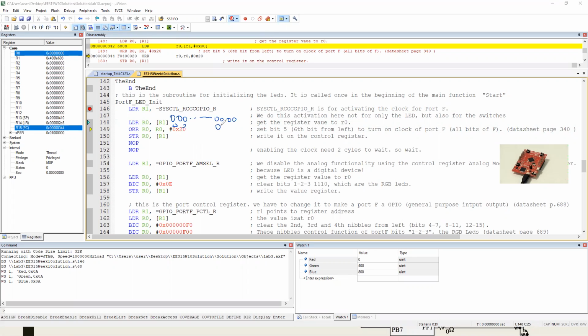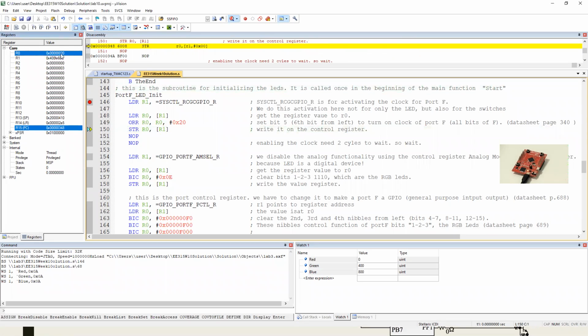0, 0, 0, 0 is this nibble. So the other nibble is 0, 0, 1, 0, because this is 2, right? This 2 here. So this is 0, 0, 0, 0. If you make them OR, this one will be 1, the others will be 0. So R0 will be all zeros and 20 in hexadecimal. And let's do it. If you do this, R0 became the result of this.